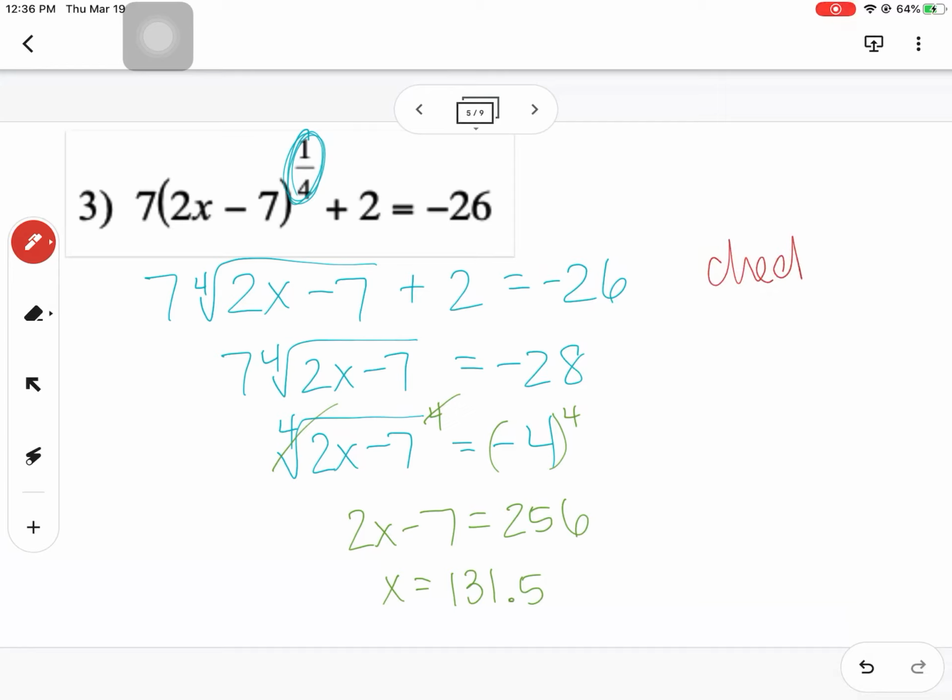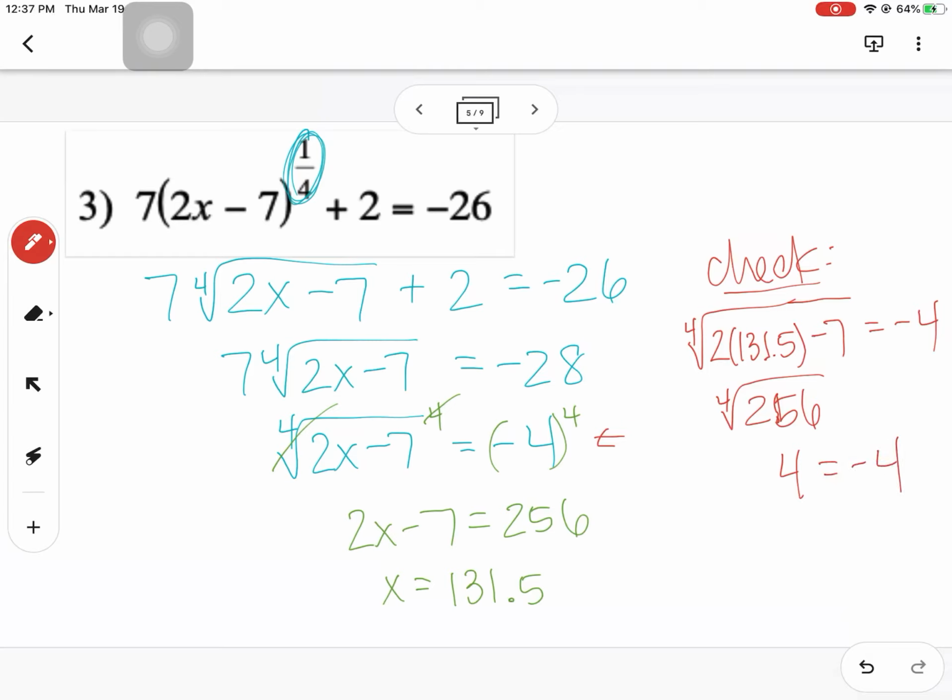But again, we do have to check, and it is super important to check when it is an even root, like this one was. I always check right before I raised it to a power. Minus 7, and I'm going to see if that equals negative 4. When I do 2 times 131.5 minus 7, I get the 4th root of 256. And the 4th root of 256 is a positive 4. So again, positive 4 does not equal negative 4. So this is not an answer. In this case, that gives me no solution.